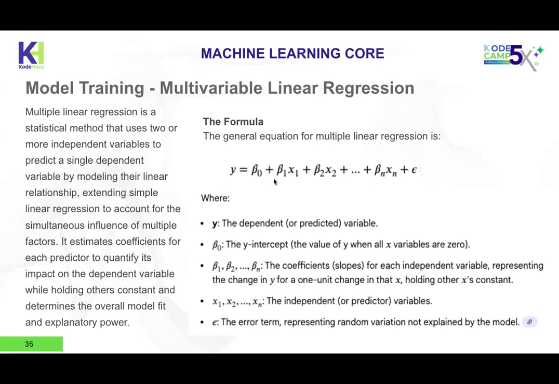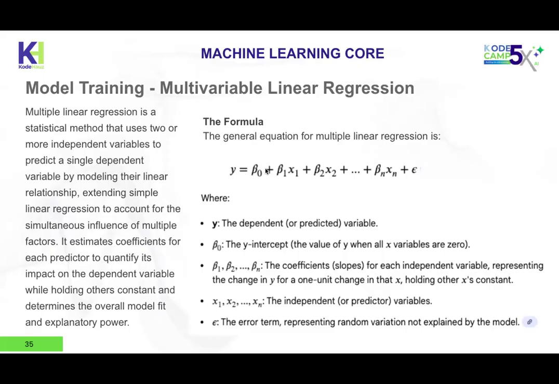So for x1, beta 1 determines how much component of x1 will affect y. Beta 2 will determine how much component of x2 will affect y, and so on, up to n number of x's, right? So beta n determines how much component of xn affects y. So it's a sum of the individual contributions of each of those independent x's that contribute to y. Then we also have beta 0, which is a constant.